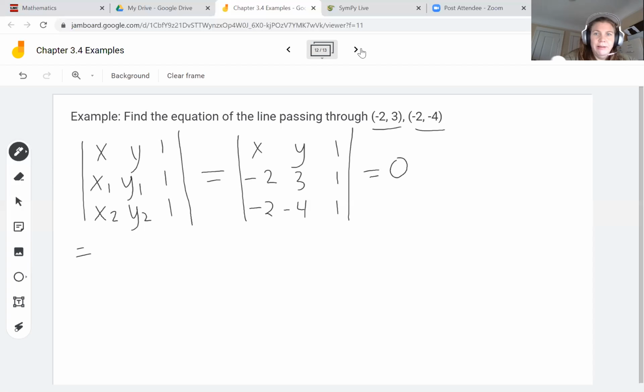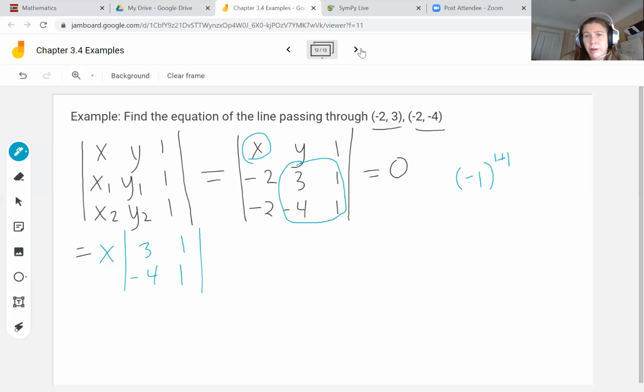Let's see, if I take the x as my starting multiple, then the corresponding cofactor matrix is going to be the 3, -4, and 1, 1 if I go by the columns. And that x was in position 1, 1. So remember, -1 to the 1 plus 1 is going to be -1 squared, or just 1.